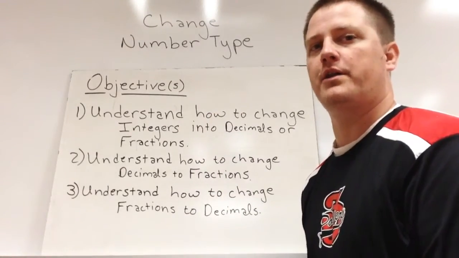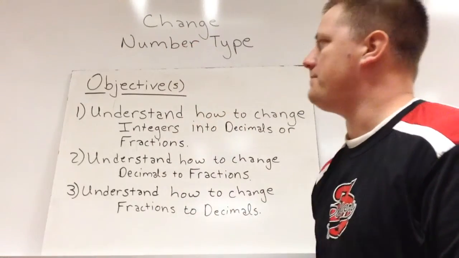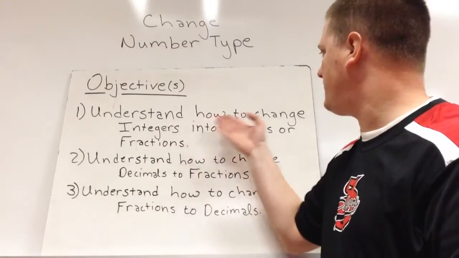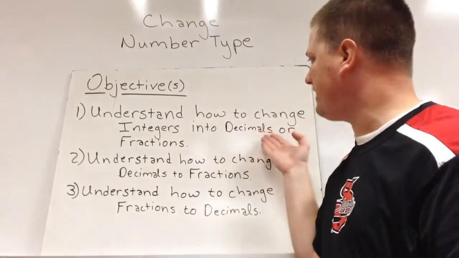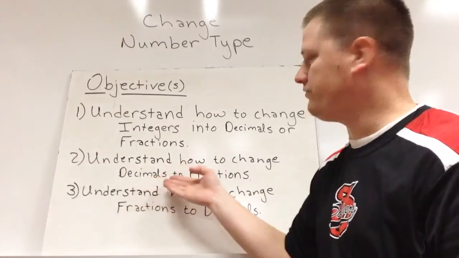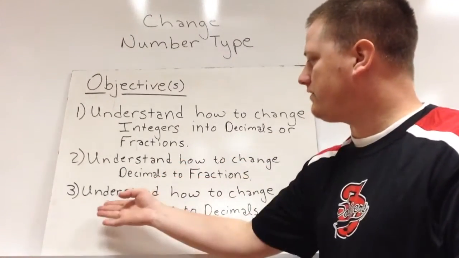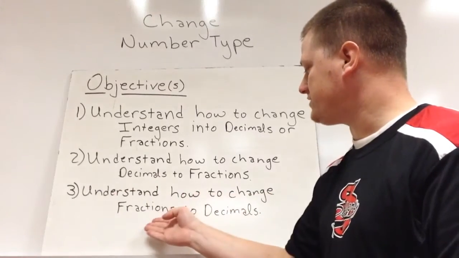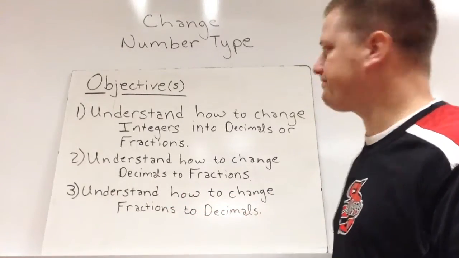In this lesson, we're going to look at how to change a number type. Our objectives: understand how to change integers into decimals or fractions, understand how to change decimals to fractions, and understand how to change fractions to decimals.